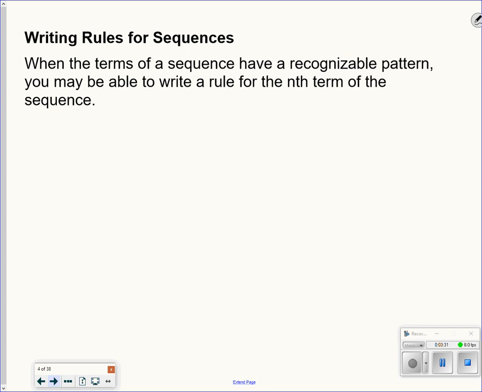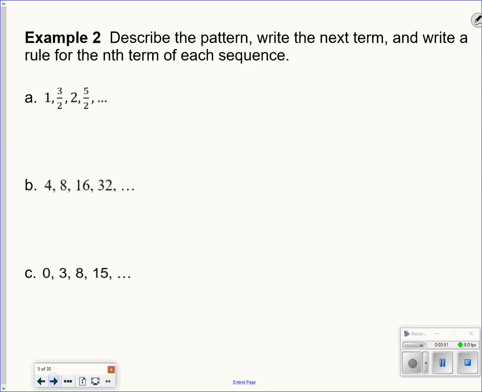Writing the rule. Now this is probably the hardest part about today. When the terms of the sequence have a recognizable pattern, you may be able to write a rule for the nth term. There is no formula in today's lesson. You are basically writing a rule given the information that you have. And this rule has to work for all the terms in the sequence.